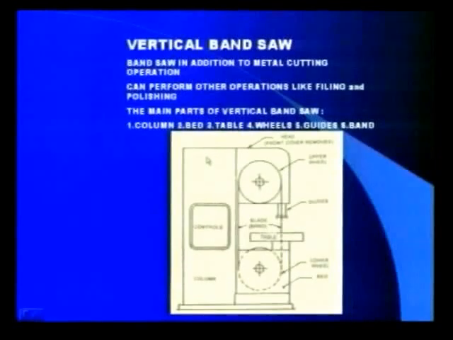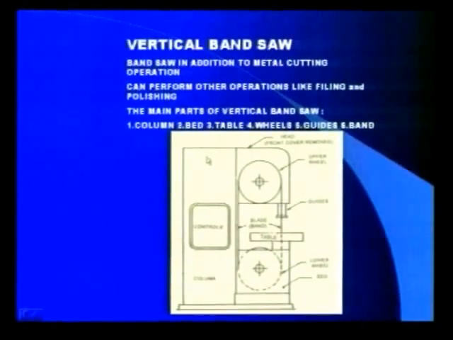If the blade runs in a horizontal plane in one direction, it is called horizontal band saw. If the blade runs in a vertical plane, it is called vertical band saw. Vertical band saws are again further classified as saw blade band saw or contour band saw, and the next one is friction blade band saw. We discuss about vertical band saw.